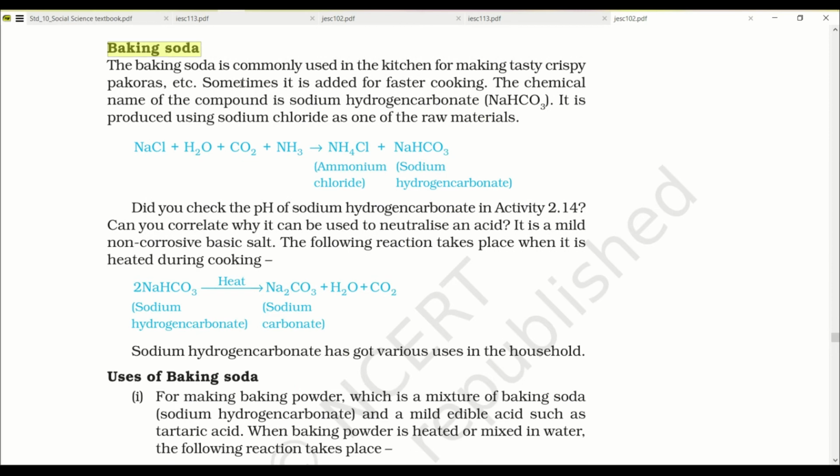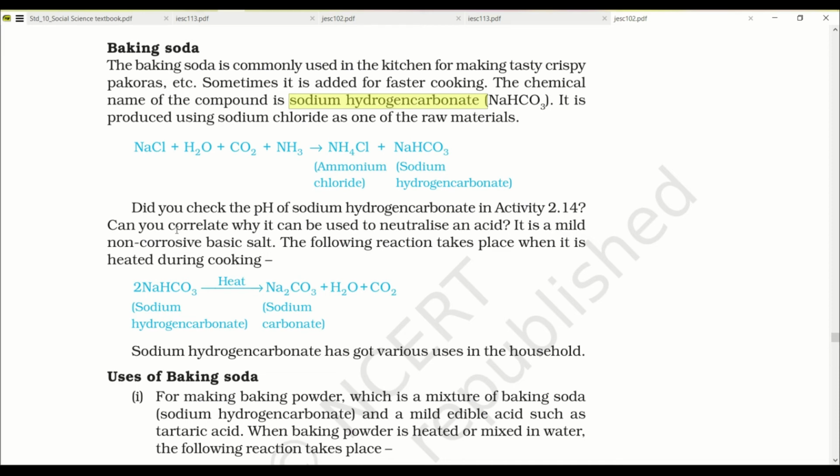Baking soda. The baking soda is commonly used in the kitchen for making tasty crispy pakoras. Sometimes it is added for faster cooking. The chemical name of the compound is sodium hydrogen carbonate, NaHCO3. It is produced using sodium chloride as one of the raw materials. Here you can see in the formula, sodium chloride added with water, carbon dioxide and ammonia, ammonium chloride and sodium hydrogen carbonate is produced. Did you check the pH of sodium hydrogen carbonate?